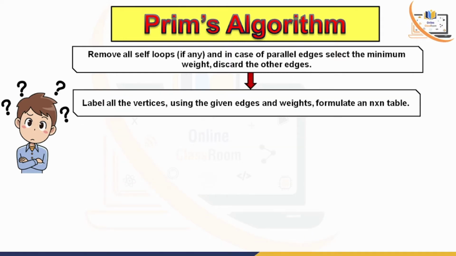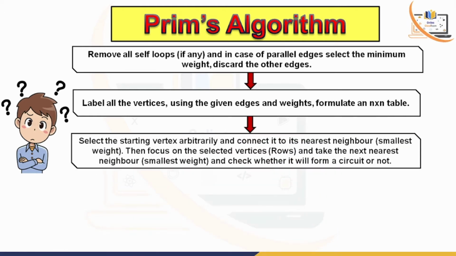Well, in the next step, we have to label all the vertices of the graph, obviously using the edges and weights, and we have to construct an n by n matrix. So that is the second step. Now move to the third step. Third step is the most crucial.